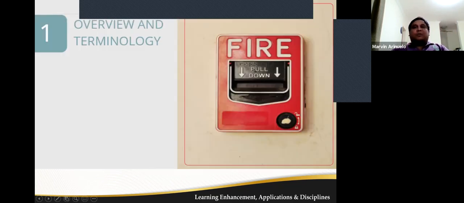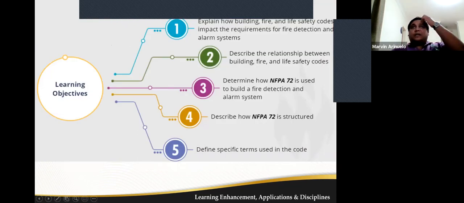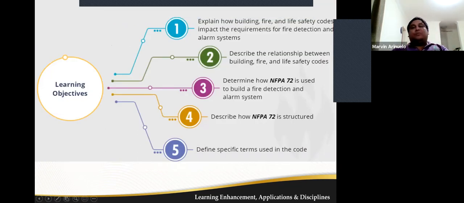So let us discuss the overview and some of the terminology. Our learning objective number one is to explain how building, fire, and life safety codes impact the requirements for fire detection and alarm. Describe the relation between building, fire, and life safety codes. Determine what NFPA 72 issues to build a fire detection and alarm system, how NFPA 72 is structured, and the specific terms used in this code.